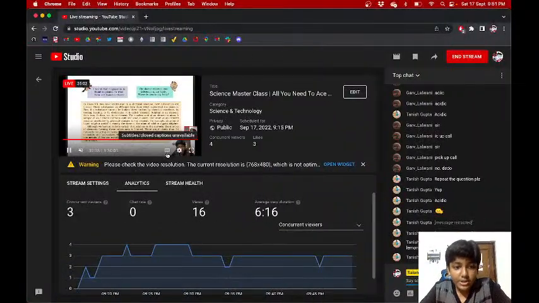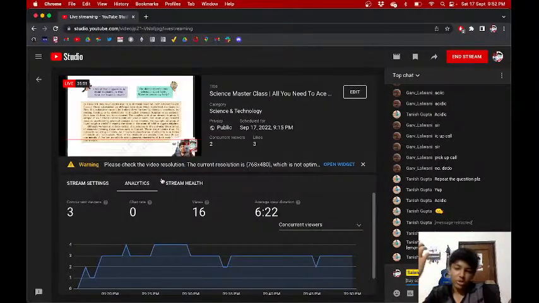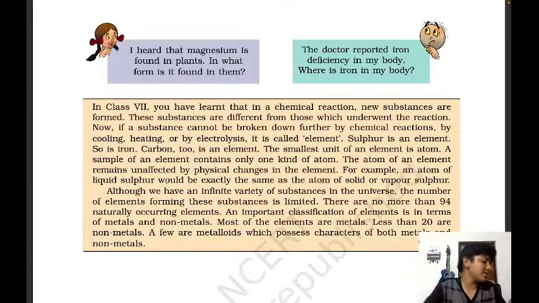So this is your case study, guys. This will come in the paper, right? So although we have an infinite variety of substances in the universe, the number of elements forming these substances is limited. There are no more than 94 naturally occurring elements. An important classification of elements is in terms of metals and non-metals. Most of the elements are metals. Less than 20 are non-metals. A few are metalloids, which possess characters of both metals and non-metals. Okay, so we'll learn about metalloids in the next class.